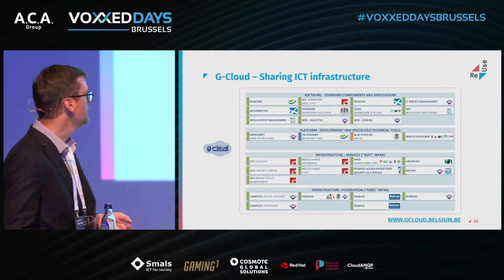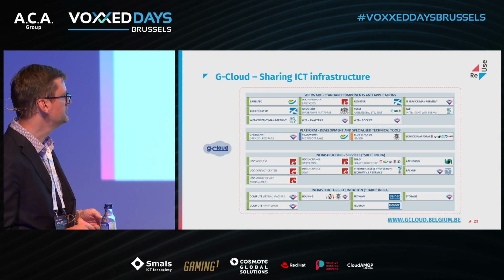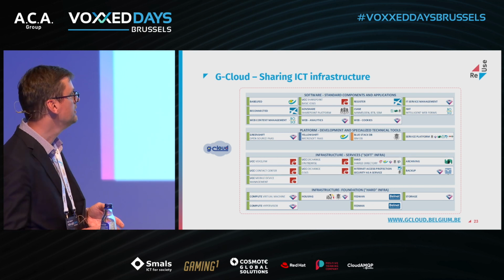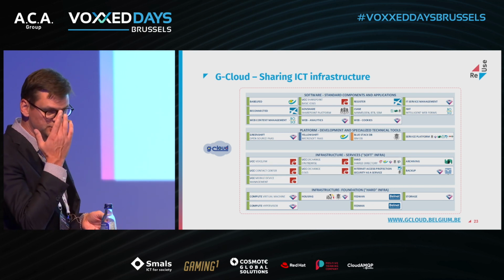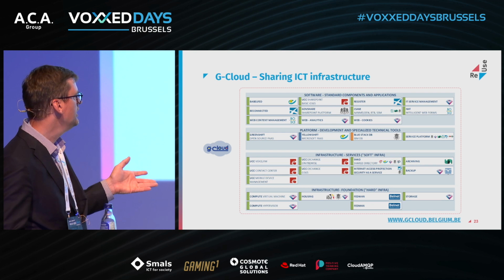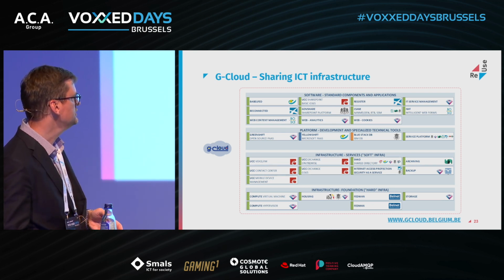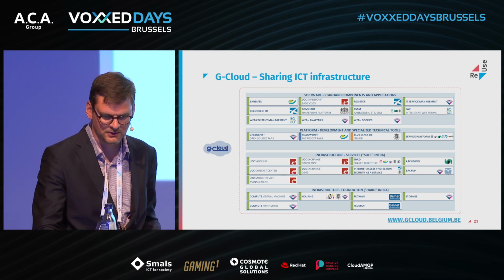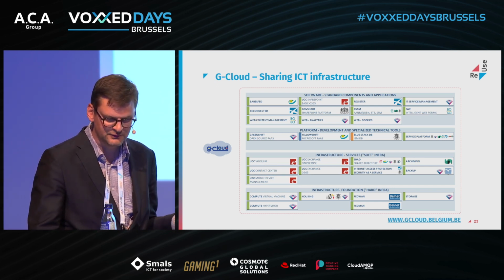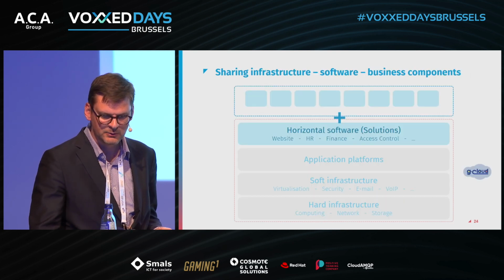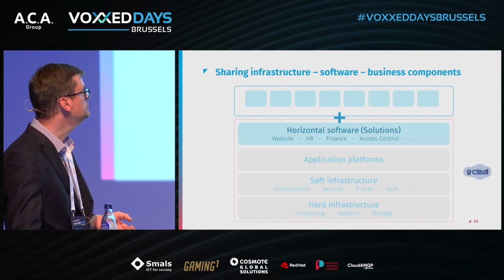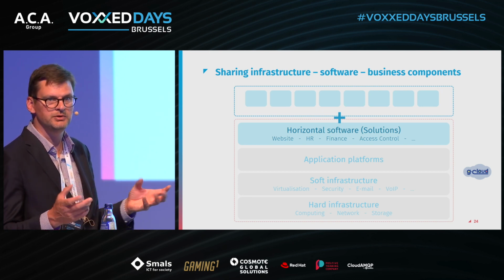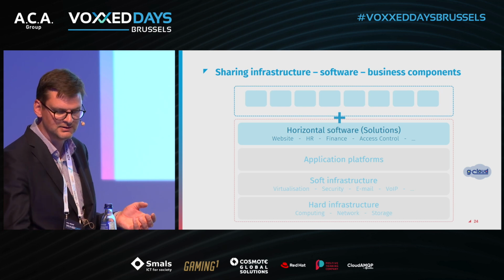And we see here some examples of the different services that we offer. They are also consultable at the GCloud Belgium website. But as you see in the lower layers, we have some hard infrastructure components, and then when we move up, we have some other soft infrastructure and platforms. But we see that there is an evolution to more horizontal software solutions that come up, and for which we can also provide services.